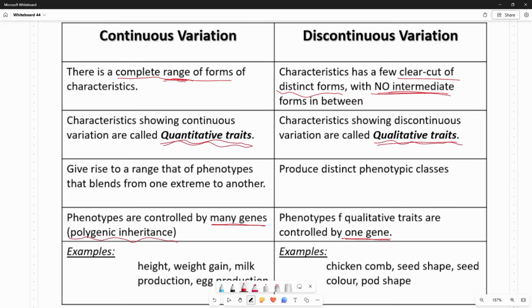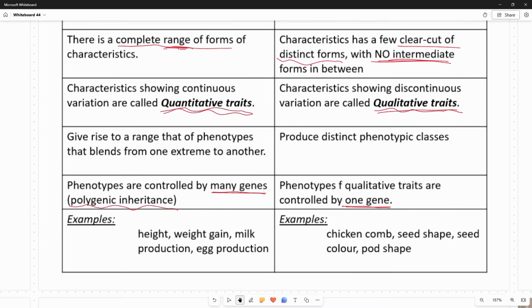Remember, we said many genes that control a characteristic, we call it polygenic inheritance. So they are controlled by the polygenes. Then the phenotypes of the qualitative traits are controlled by one gene. So in terms of discontinuous variation, those phenotypes are just controlled by one gene. Now we look at the examples.